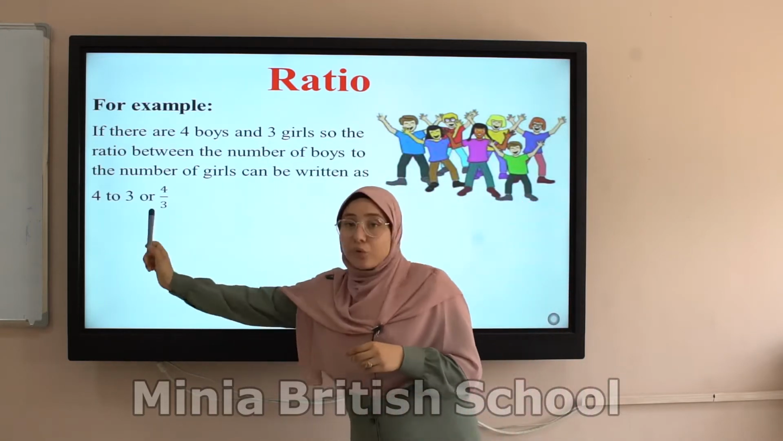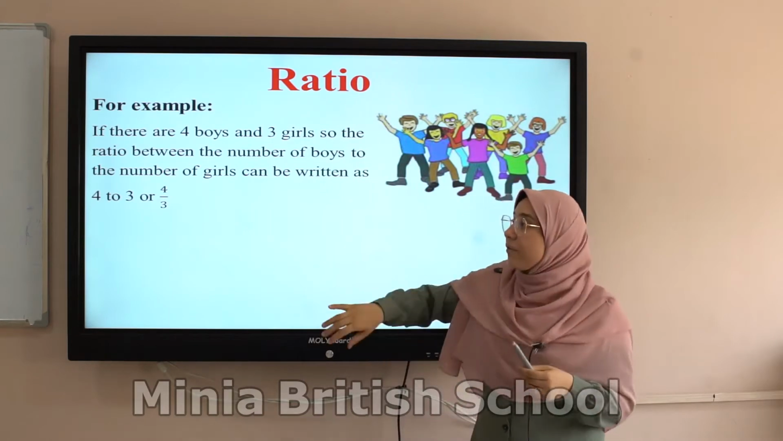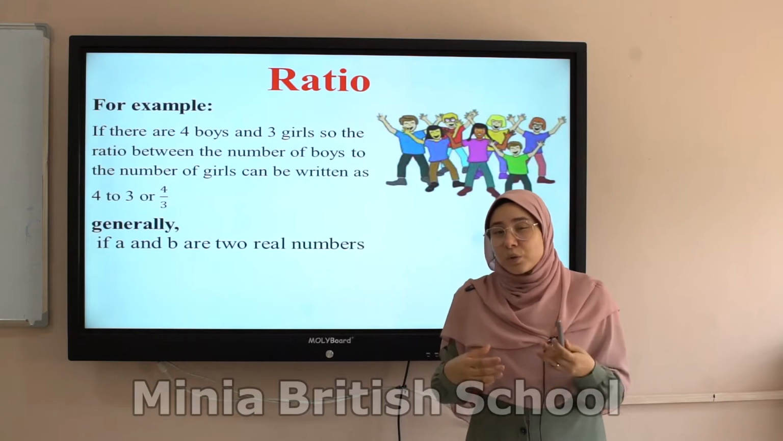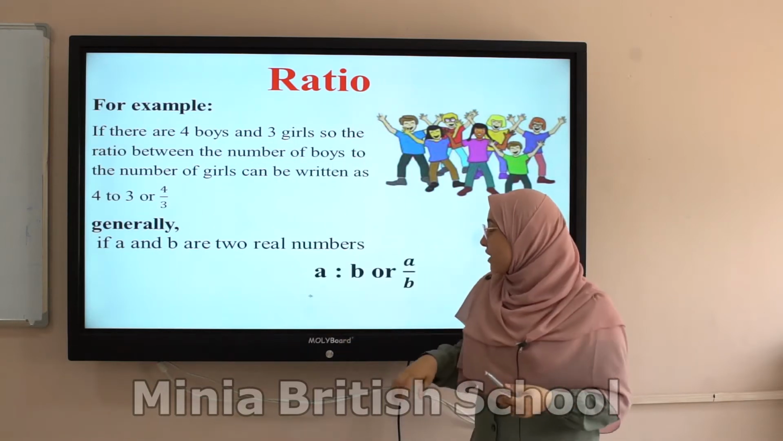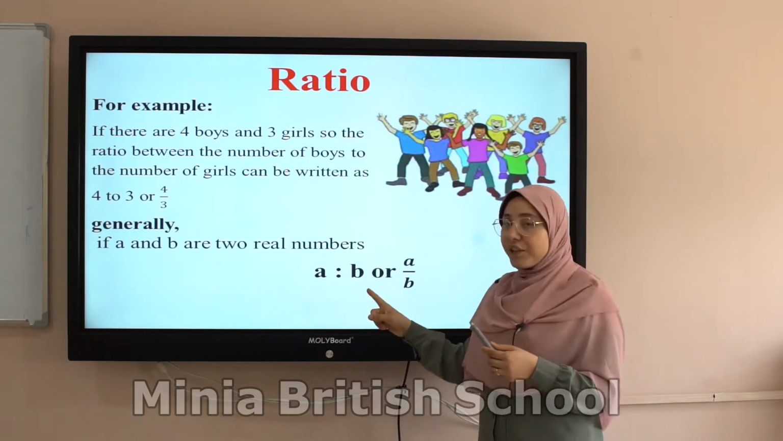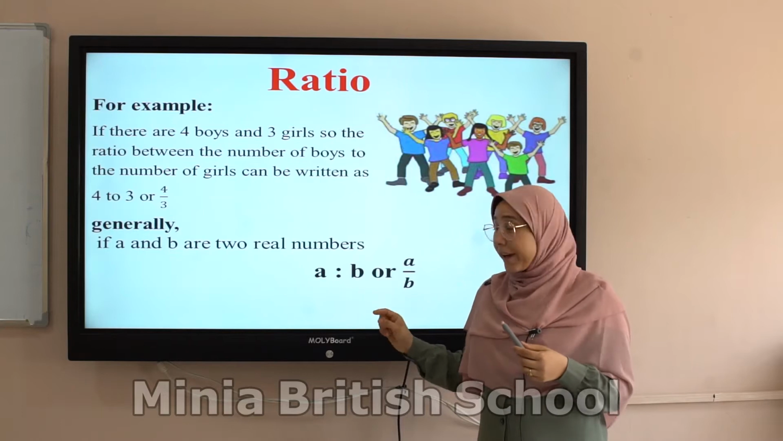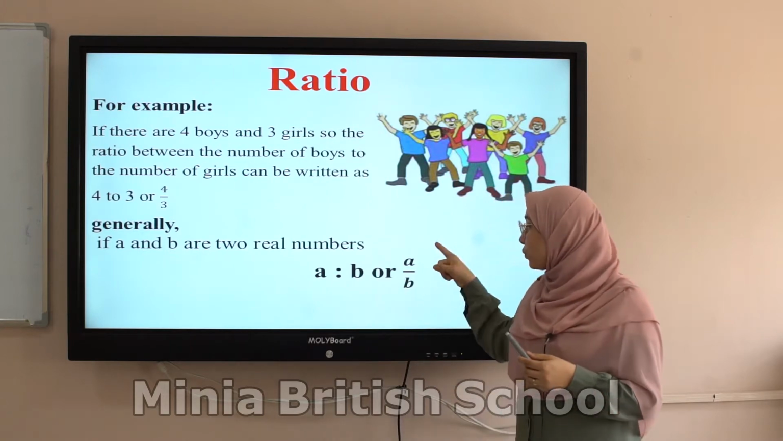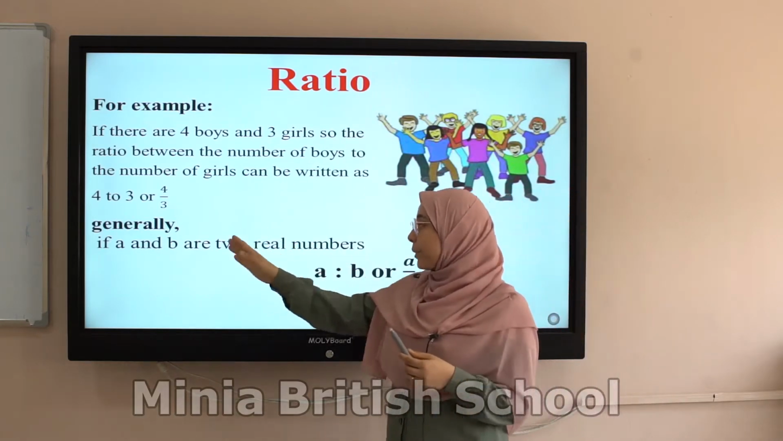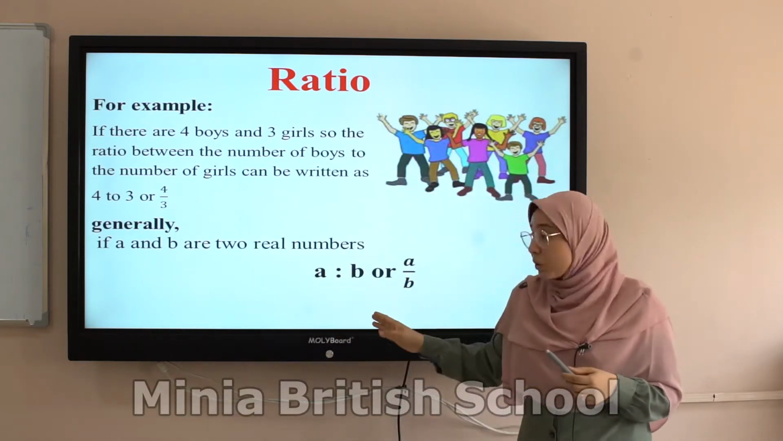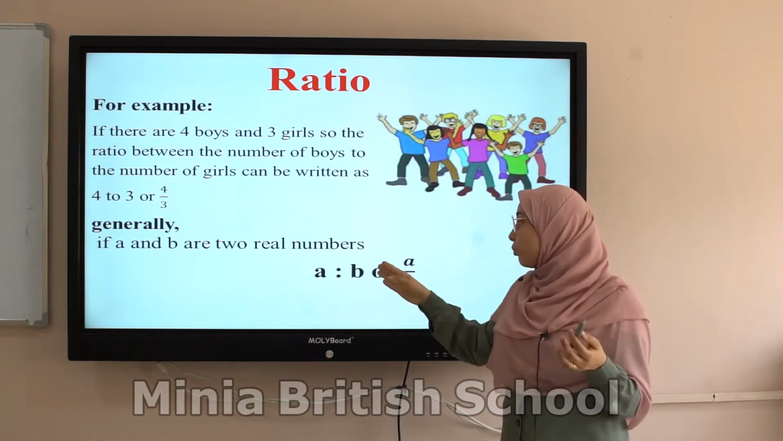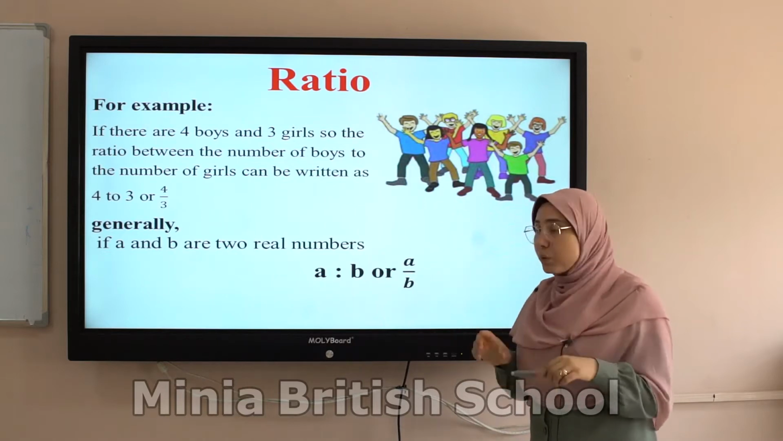So I have two forms. In general, if a and b are two real numbers, the ratio between a and b is written in two forms. First one, a to b, is called ratio form, or a over b is called fractional form, okay? So if a and b are two real numbers, we can write it in the two forms, a to b or a over b.